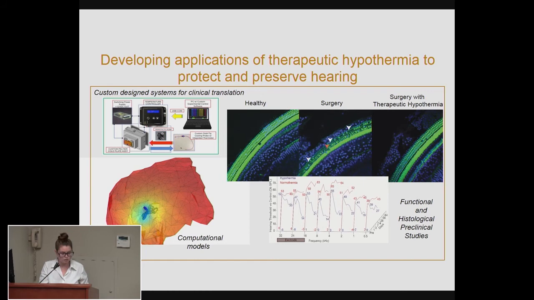Trauma can be introduced several ways. We can have acoustic trauma, for example, if you're sitting in the front row of a rock show. Or physical trauma, for example, if you insert a cochlear implant into your cochlea. These traumas can cause irreversible damage in the cells that are responsible for hearing, and our lab is using modeling to look at these traumas and see if we can use different therapies to protect them, for example, hypothermia. So we're developing models and systems that hopefully can be used on the bedside and in the OR.